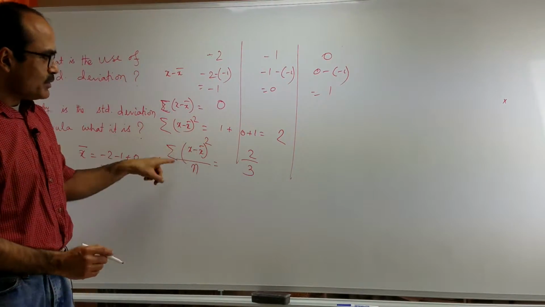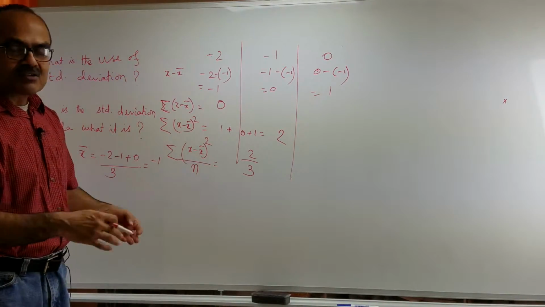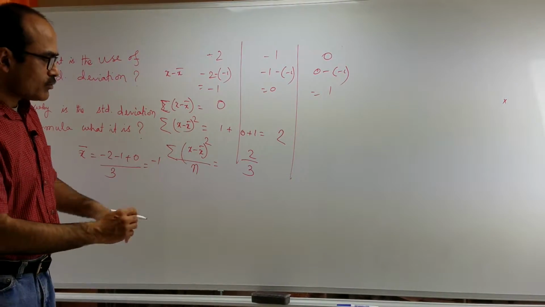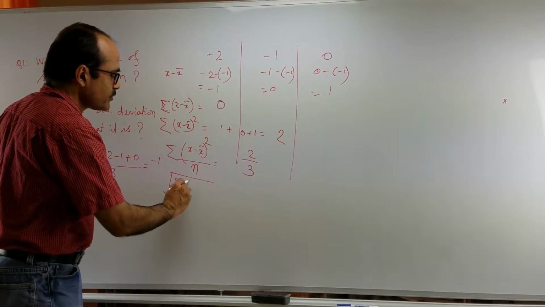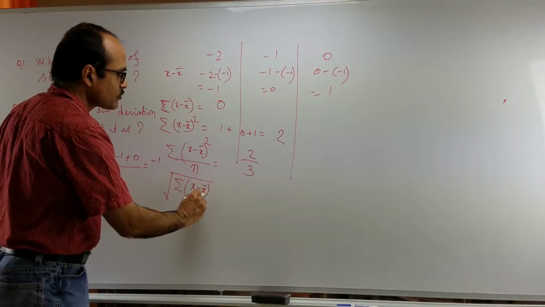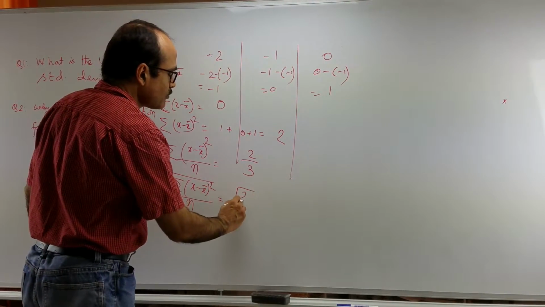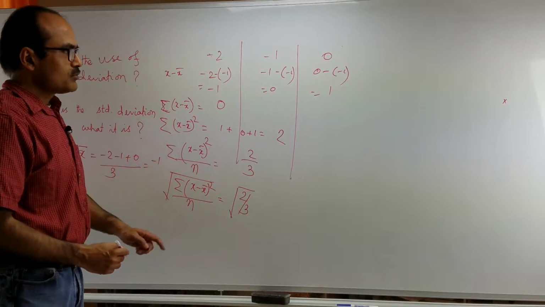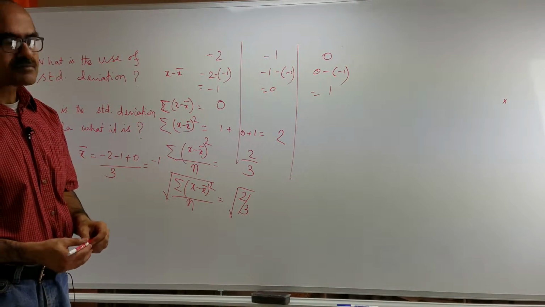Now, dimensionally this does not match, because dimensionally it is deviation squared. So, we have to take a square root of that. So, square root of summation (x minus x bar) squared over n is equal to square root of 2 over 3. So, that is the standard deviation of this set of data.